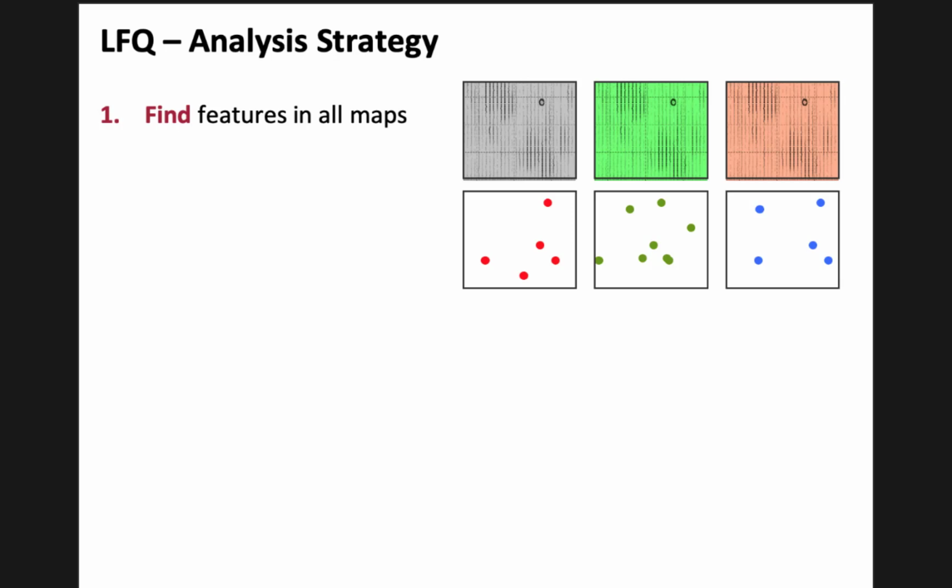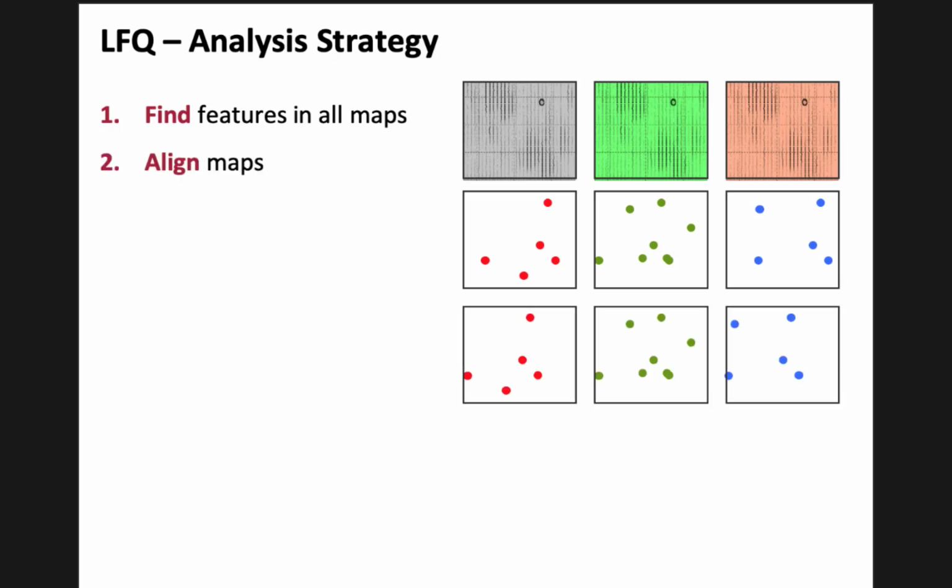What we also need to do is align them, because chromatography is not very stable. It tends to shift. So we need to correct for that by aligning these maps and figuring out that this guy here is still this guy, is this guy in the other map, even though you see in the original map they were slightly shifted with respect to each other.